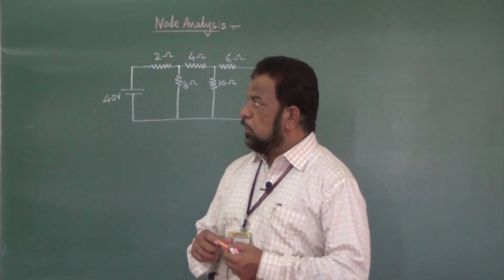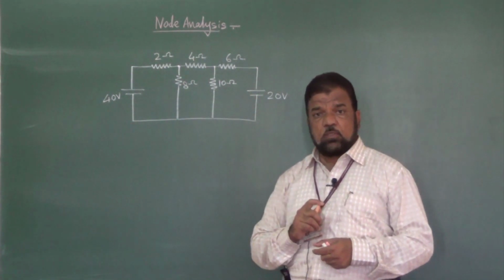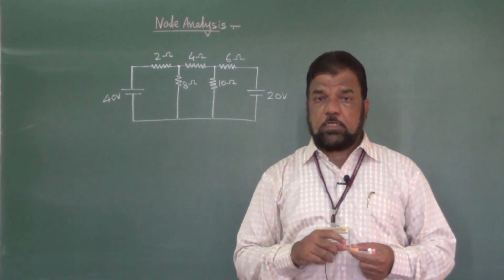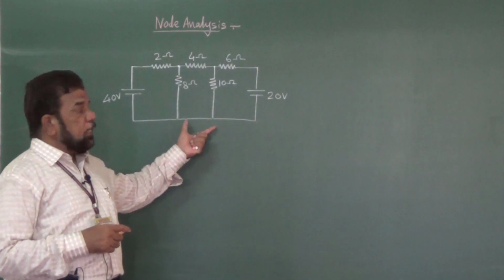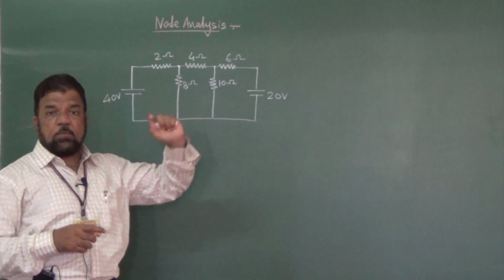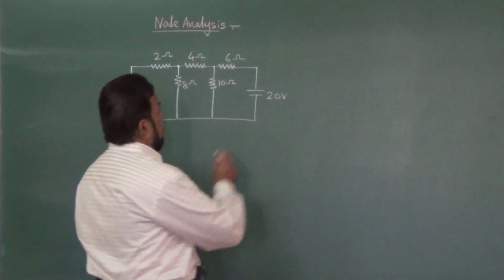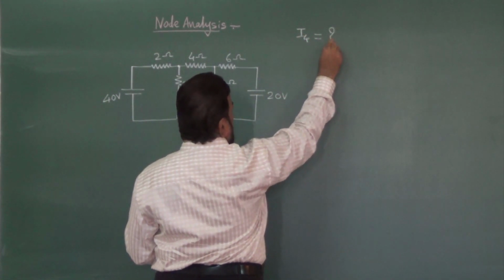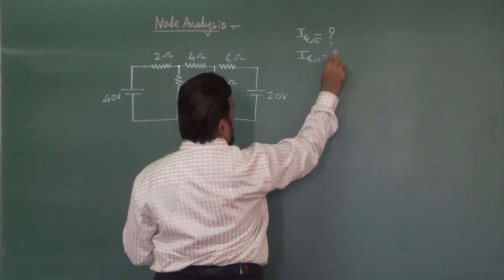So let us place the question like this. For a given circuit, determine the current flowing through the 4 ohm and 6 ohm resistances. That means the objective of this problem is to find out the current flowing through 4 ohm and 6 ohm by making use of the node analysis method. So I will place the objective like this: I4 is equal to how much, and I6 ohm is equal to how much.